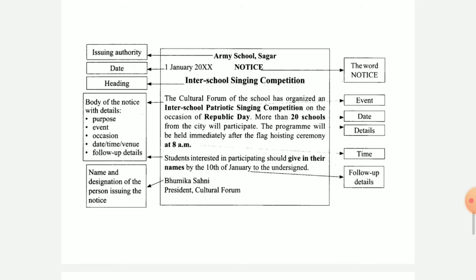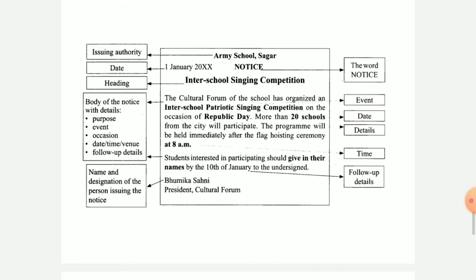Body of the notice, as I told you, carries the maximum weightage of 2 marks. It consists of purpose, event, occasion, date, time and place, and follow-up details. And finally, half marks is also there for the name of the person issuing the notice along with the designation. That carries half marks, as you know. The word notice carries half marks. Okay, these things are very important. The title also carries half marks. In total, the total weightage is 4 marks.